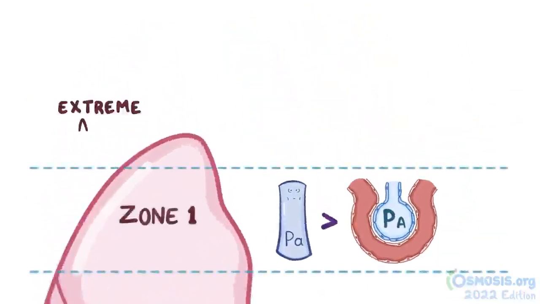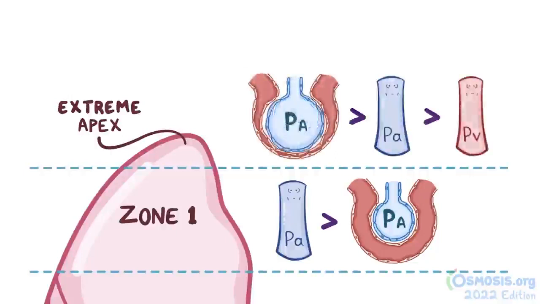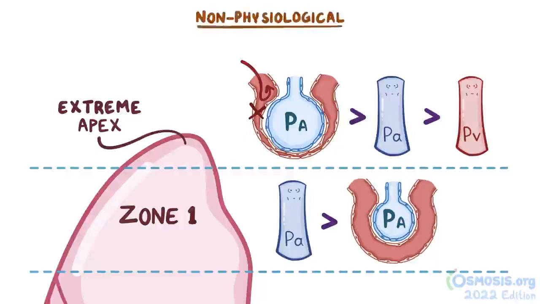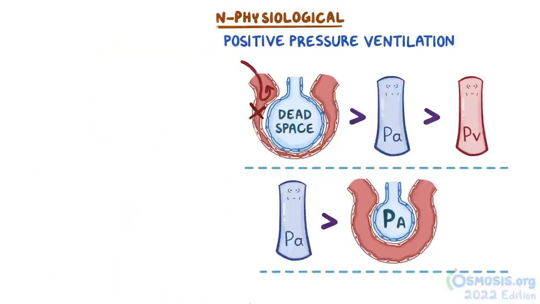In zone 1, at the extreme apex of the lungs, pressure in the alveoli is higher than pressure in the arterioles, which is still higher than pressure in the venules. In this zone, blood does not flow because the arterioles get crushed by the relatively higher pressures in the nearby alveoli. Now, normally, the structure of blood vessels and alveoli allow them to resist completely collapsing. So this only happens in non-physiologic conditions, like when pressure in the arterioles decreases drastically, like during a hemorrhage, or when pressure in the alveoli increases drastically, like during positive pressure ventilation. During these times, the pressure in the alveoli can crush the capillaries and completely cut off blood flow, creating dead space.